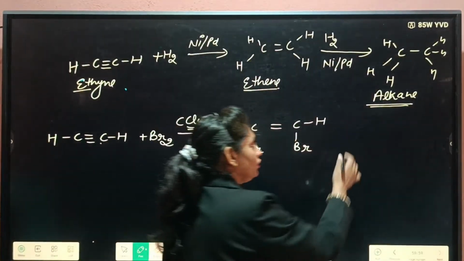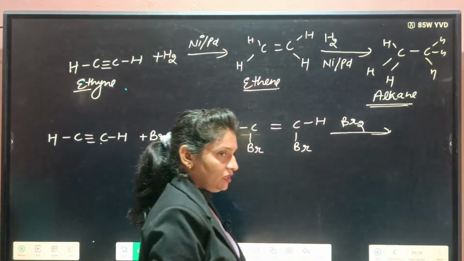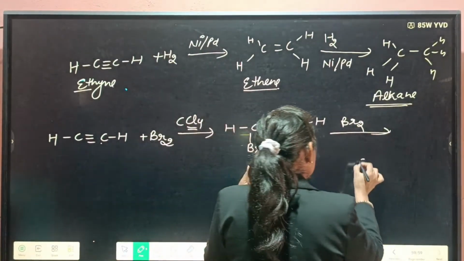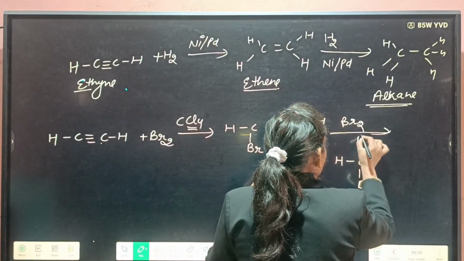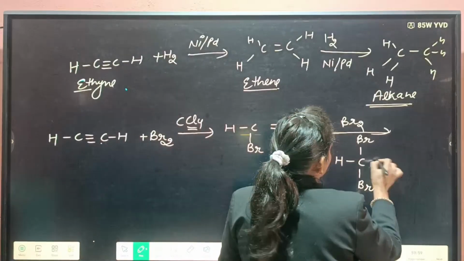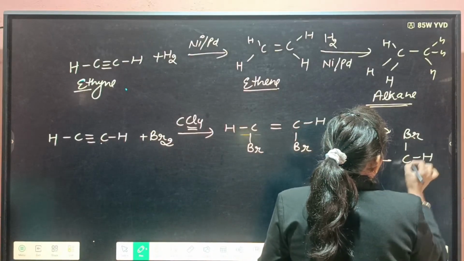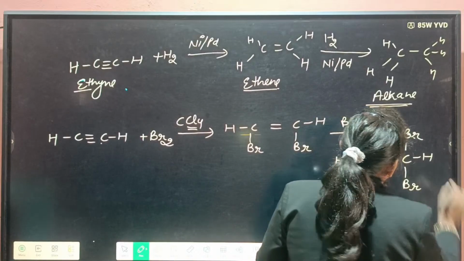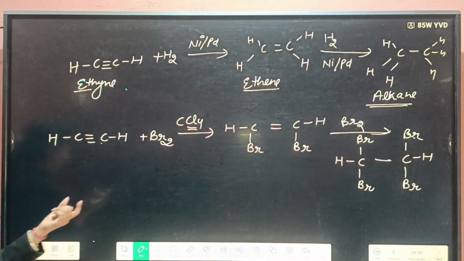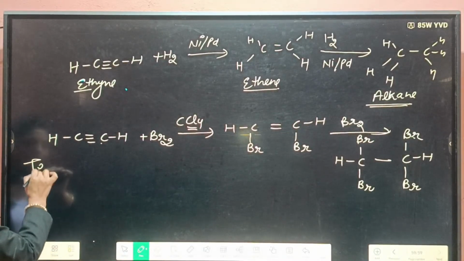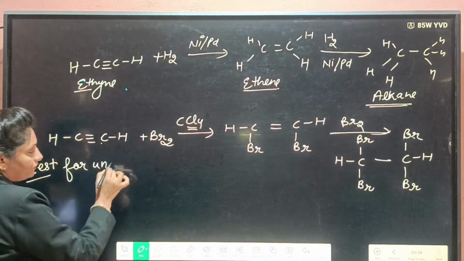If you have one more molecule, it further decolorises, and one halogen goes with this one and one more goes with this one. This is a single bond now. Clear? So this is the same reaction. Test for unsaturation.